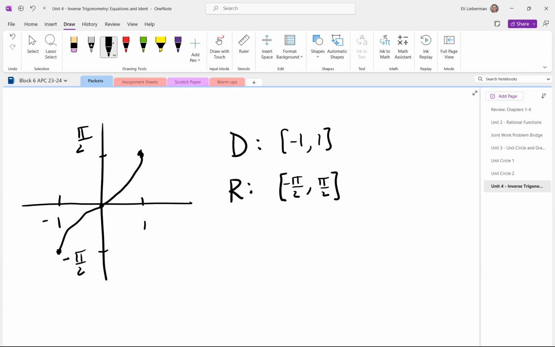Right, this could be shifted to the left or right, up, down, could be stretched in all directions.